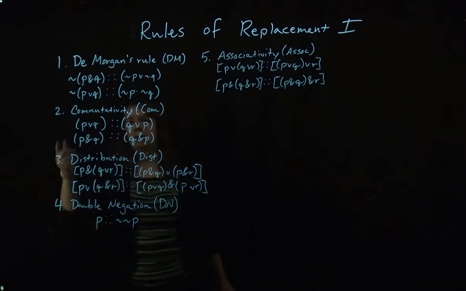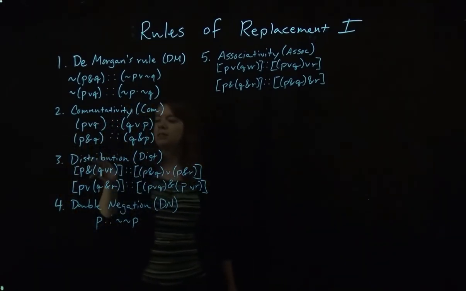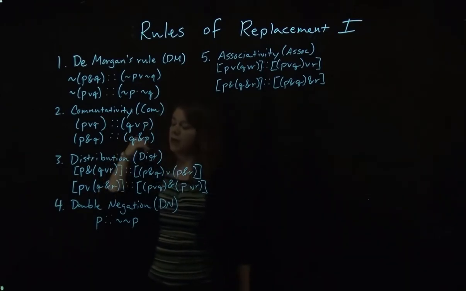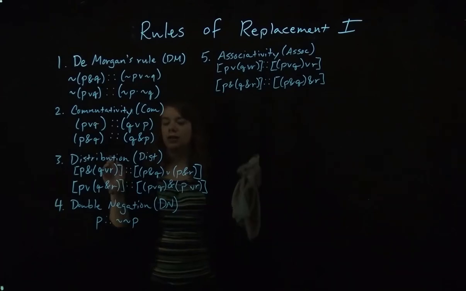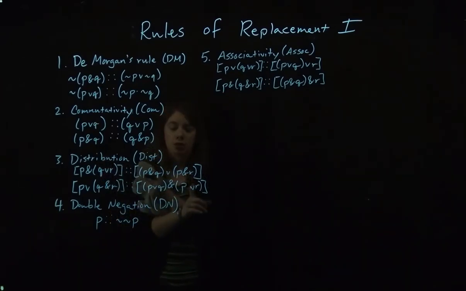So commutativity here just simply says that if you have a conjunction or a disjunction, you can switch the sides on which the disjuncts or the conjuncts are on.